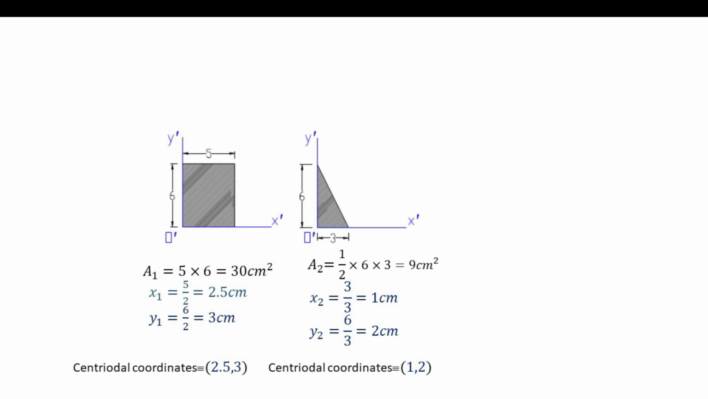Next we will look at section 2, the triangular area. The area is 1/2 times its base dimension times its height dimension, which equals 9 centimeter square. x2, which is the horizontal distance to the centroid from the origin, is 1/3 times its base dimension, which equals 1 centimeter. y2, the vertical distance to the centroid from the origin, is 1/3 times its height dimension, which equals 2 centimeters. Now we have the area and the centroid location for each section.